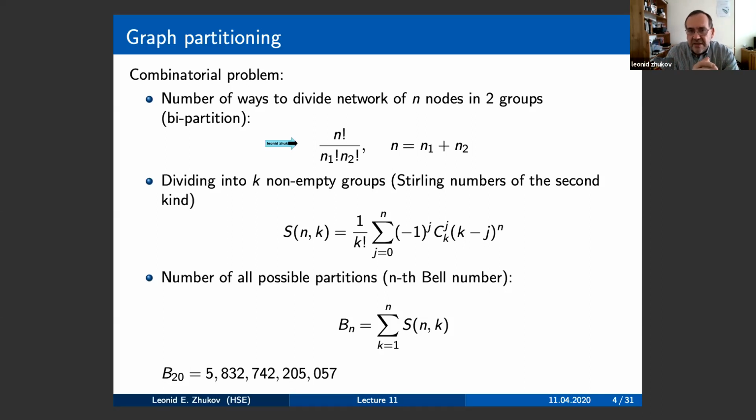To calculate this, it's very easy to think about it the following way. You can imagine that you take your objects and you lay them out, ordering them in a particular way. And then you can split it: there are some objects to the left, some objects to the right. So the question is, how many ways are there to order those objects?